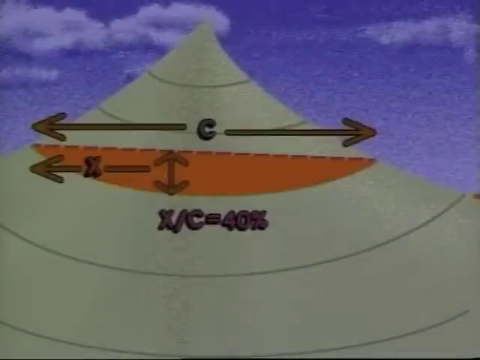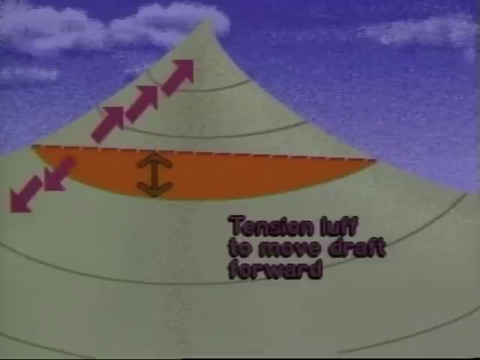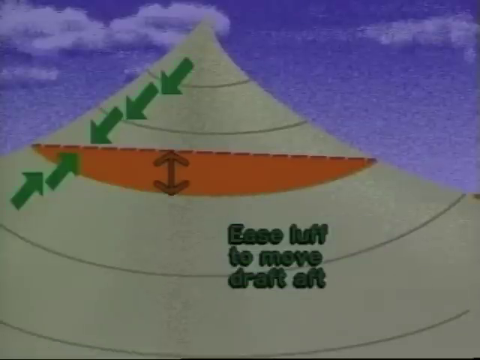The optimum location of the point of maximum draft in the Genoa is about 40% back from the leading edge of the sail. This differs from the optimum location in the mainsail, which is about 50% back. Draft location is controlled by tensioning the luff. Cranking in on the Genoa halyard moves the draft forward, letting it out moves the draft aft.